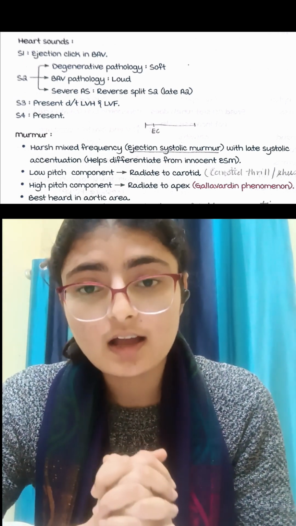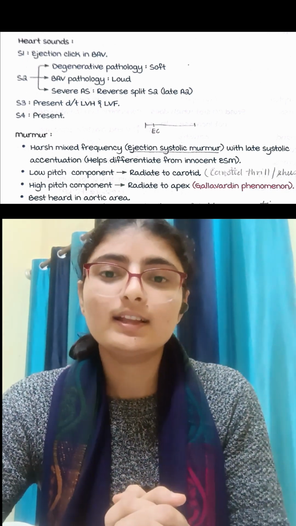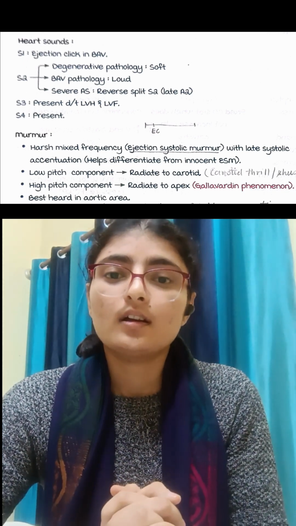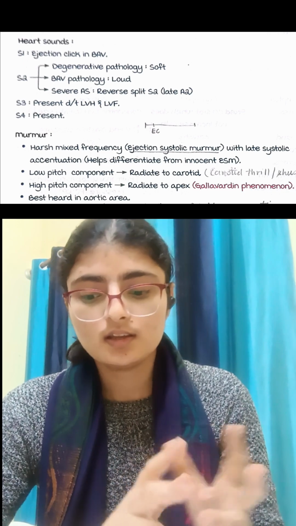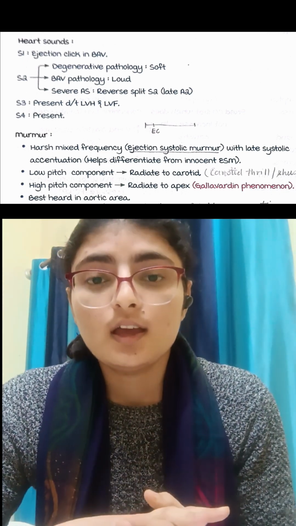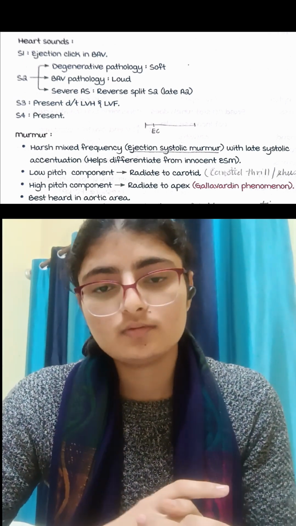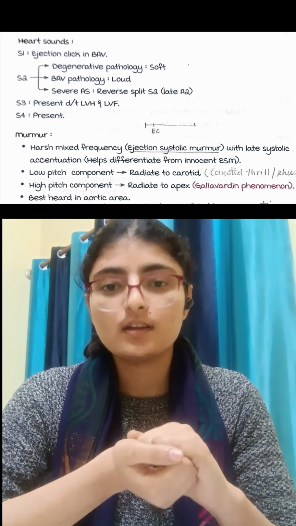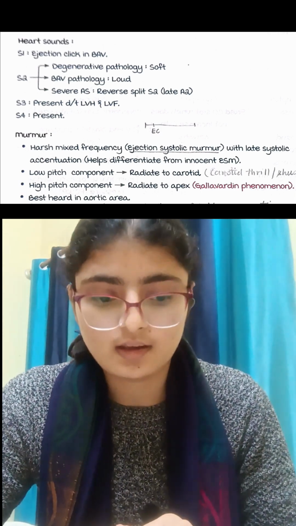Then the murmur. There is a harsh mixed frequency murmur. Ejection systolic murmur with late systolic acceleration, which differentiates it from the innocent ejection systolic murmur. There are two components. The low pitch component radiates to the carotid, whereas the high pitch component radiates to the apex. This is known as the Gallavardin phenomenon, and the best place in which this murmur is appreciated is the aortic area.